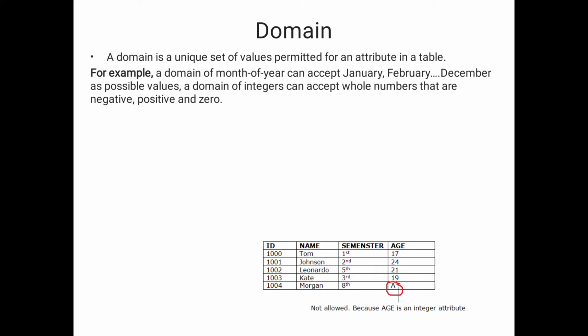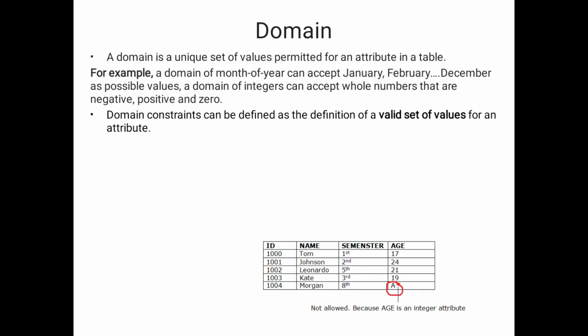So here, a domain is a unique set of values permitted for an attribute in a table. For example, suppose we consider the month of the year. Can I accept anything as a month? Definitely only January, February, like that. Suppose a domain of integer can accept whole numbers that are either negative, positive, or zero. So this is the meaning of domain.